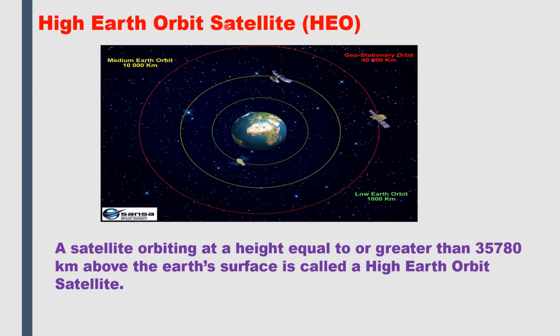High Earth orbit satellite, also called HEO: a satellite orbiting at a height of 35,780 kilometers above the Earth's surface, or greater, is called a high Earth orbit satellite. So the definition of HEO is a satellite orbiting at a height equal to or greater than 35,780 kilometers above the Earth's surface.